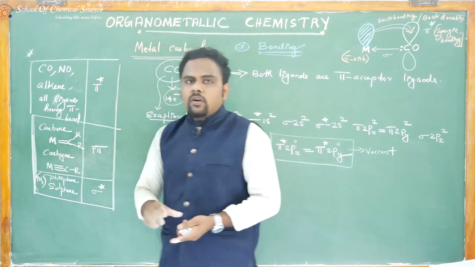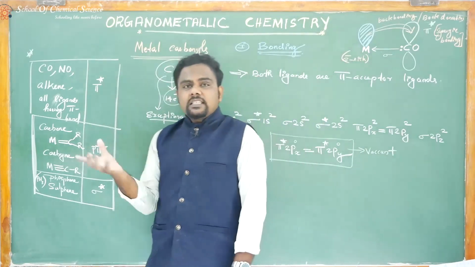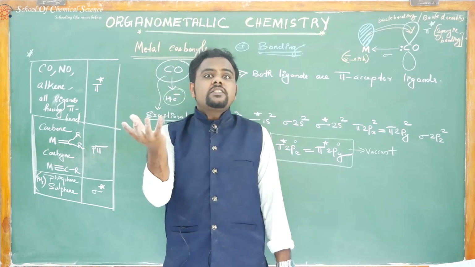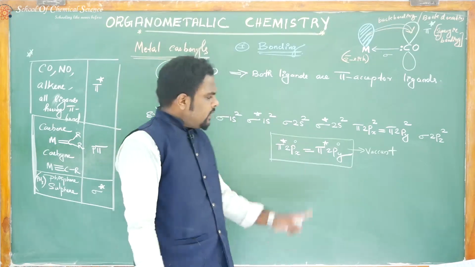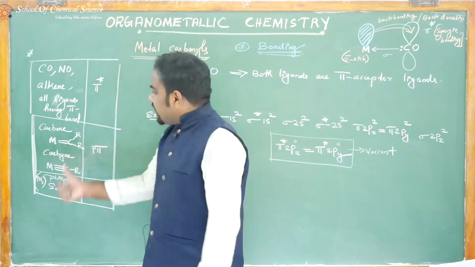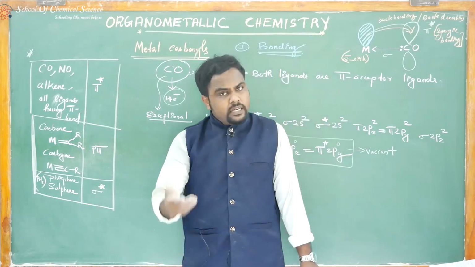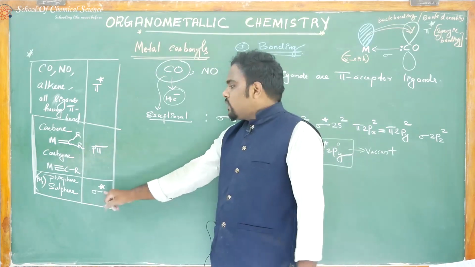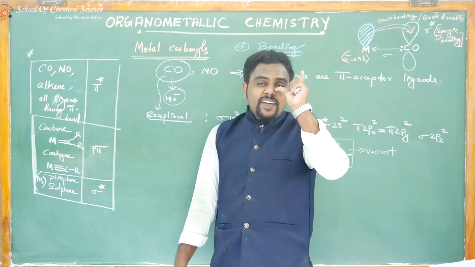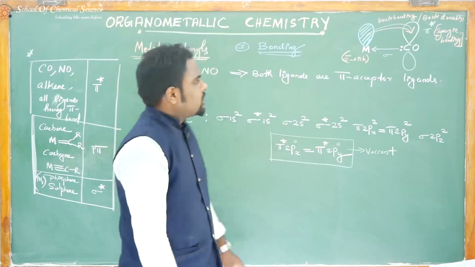So carbon monoxide, nitrosyl, alkene, such ligands have a vacant which orbital? Pi star orbital. Why pi star orbital? In the MO configuration, it has a vacant pi star orbital. In the case of carbene and carbyne, the vacant orbital is a p pi orbital, which we will study later. In the case of phosphines and sulfine, the vacant orbital is a low energy sigma star orbital.